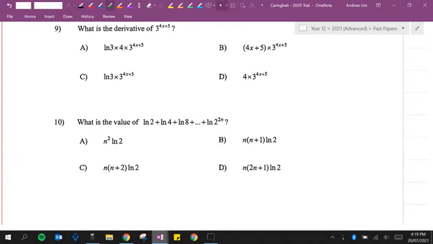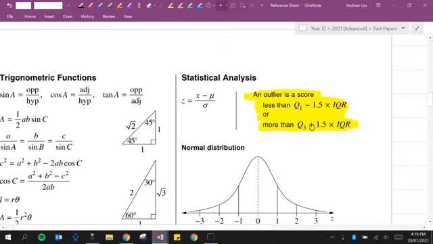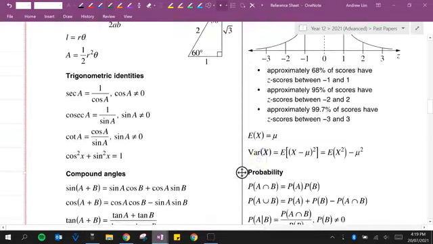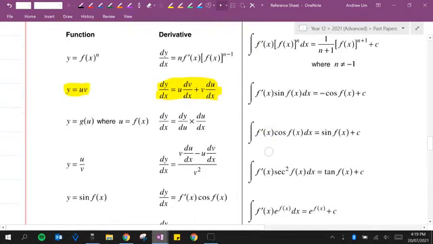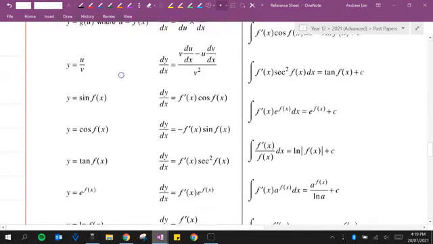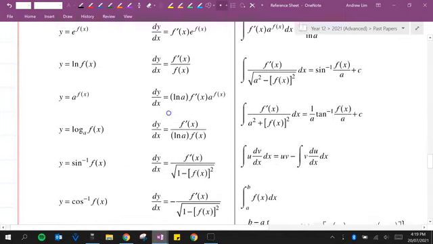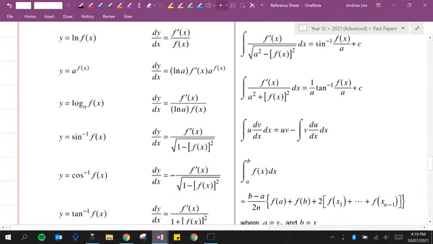What is the derivative of 3 to the power of 4x plus 5? I will probably need to use my reference sheet for this. So we're differentiating. I'm going to scroll down and see if I can find my derivatives. Now here we've got, I'll just rewrite the question. It was 3 to the power of 4x plus 5.